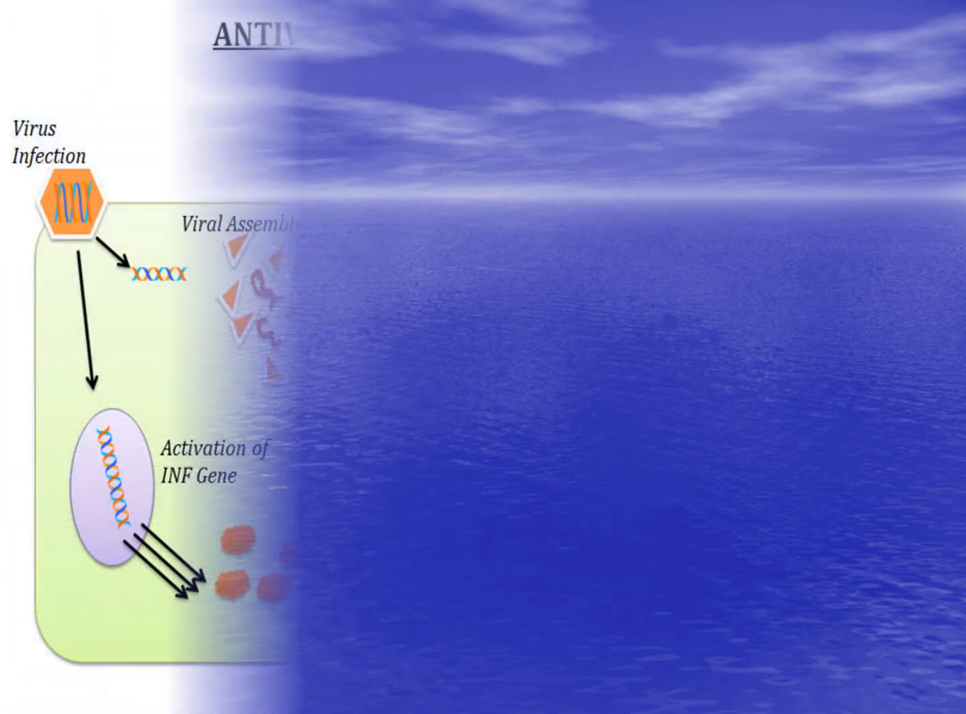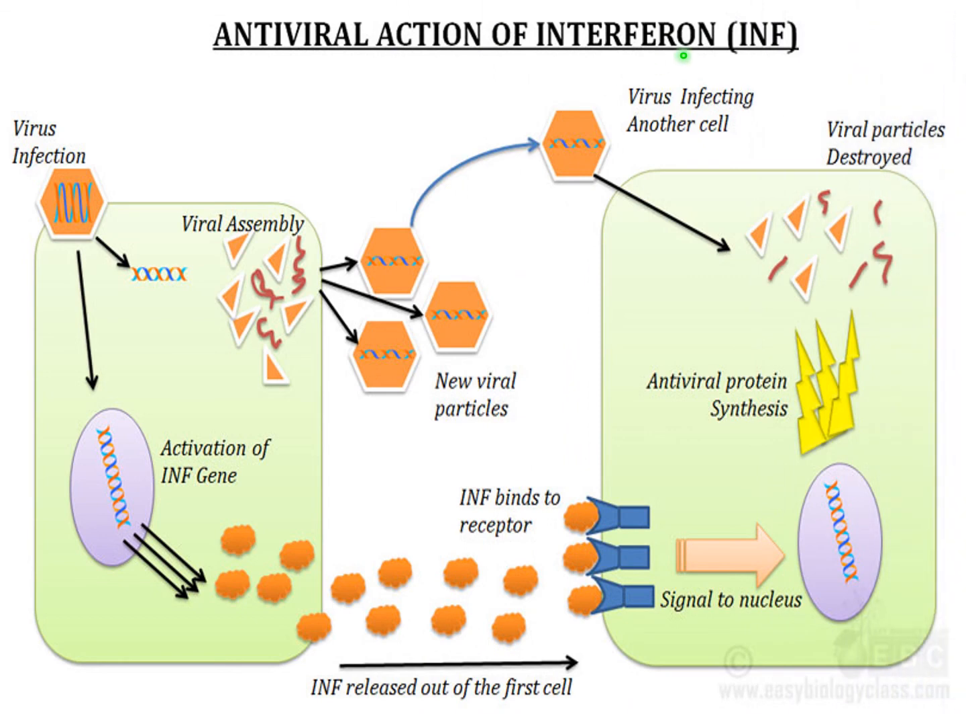Now, I said we'd come back to interferon. How do interferons actually work? Well, here we have a virally infected cell and it's busy making viral proteins. But what we'll see in certain cells is the presence of the viral genome will activate a group of genes called the interferon-producing genes. These will produce interferons that are released out of this virally infected cell. They will go over to another susceptible host cell and bind to receptors.